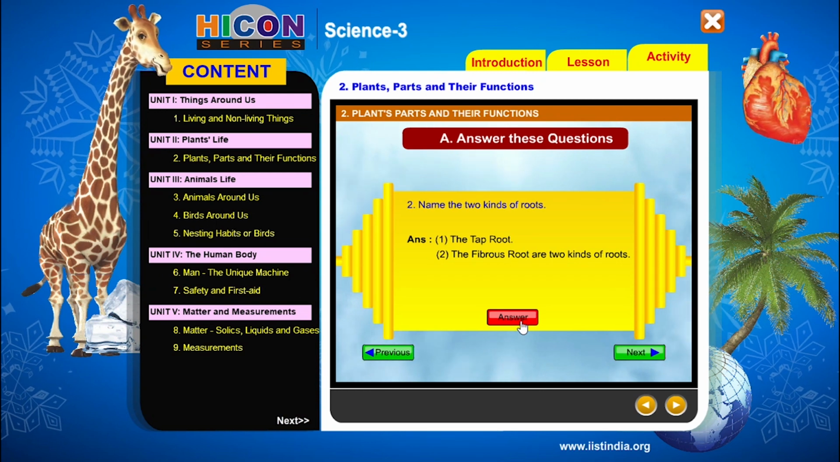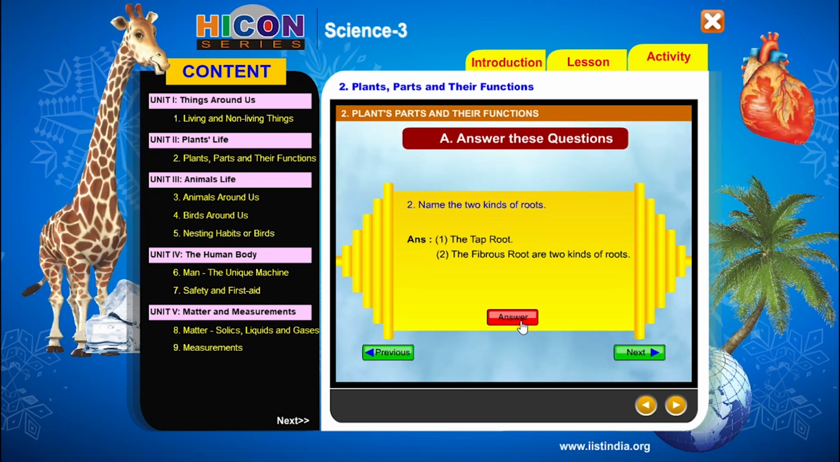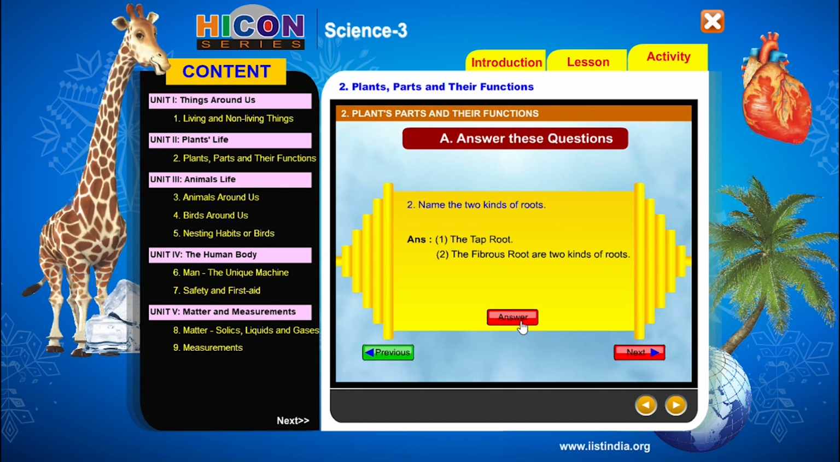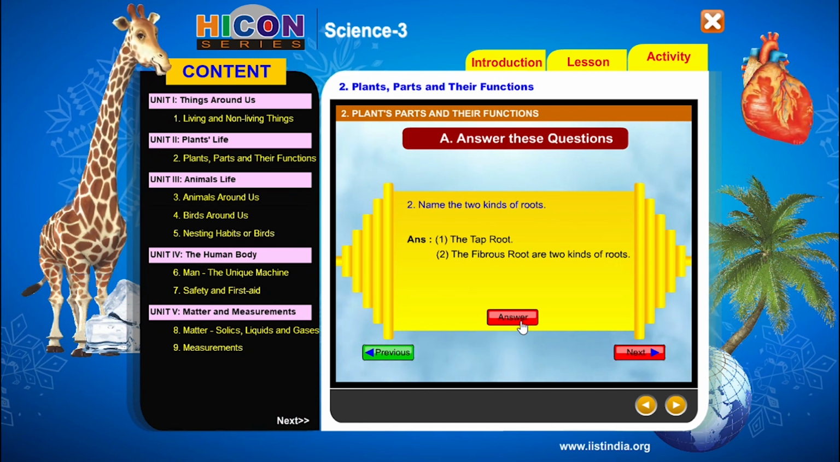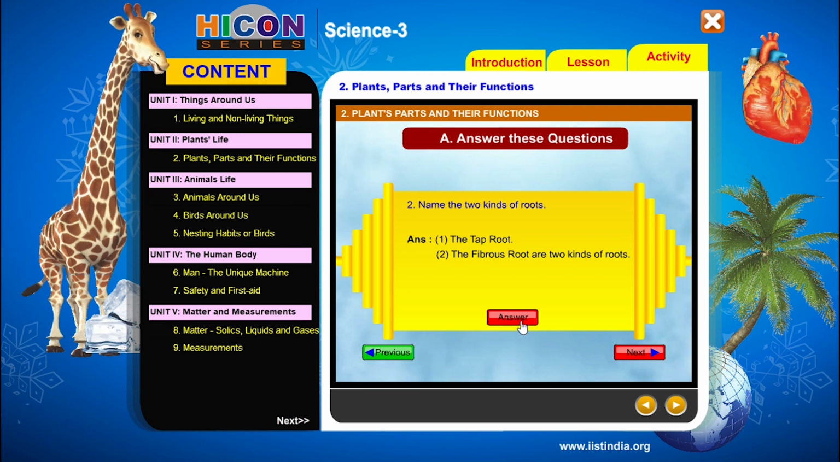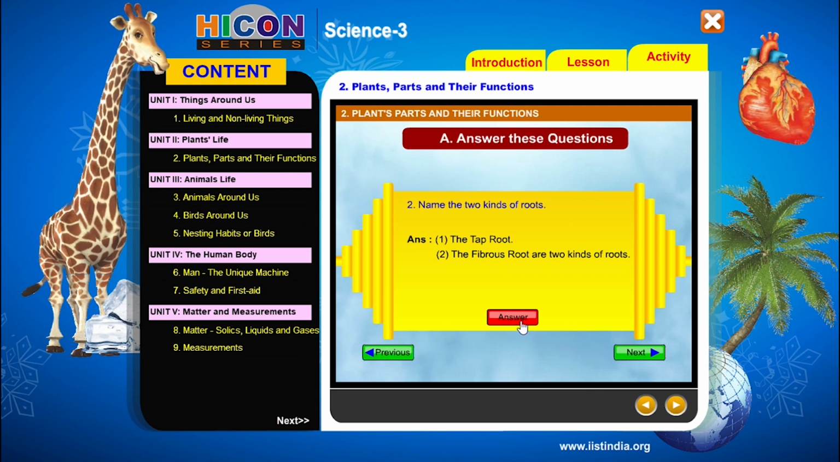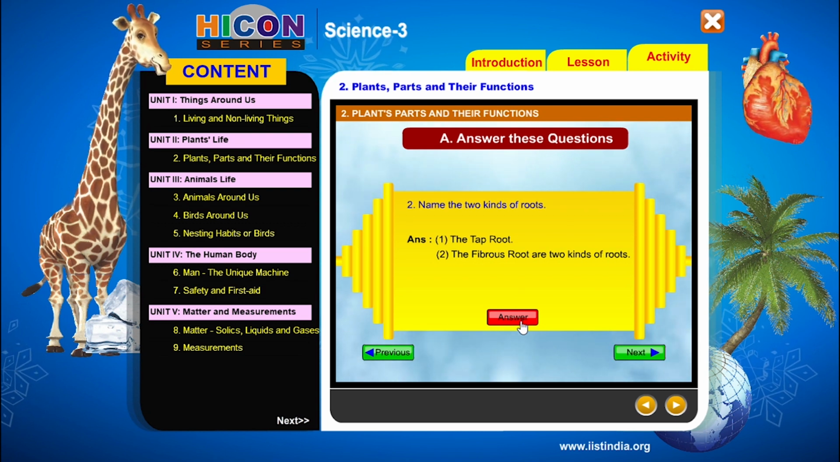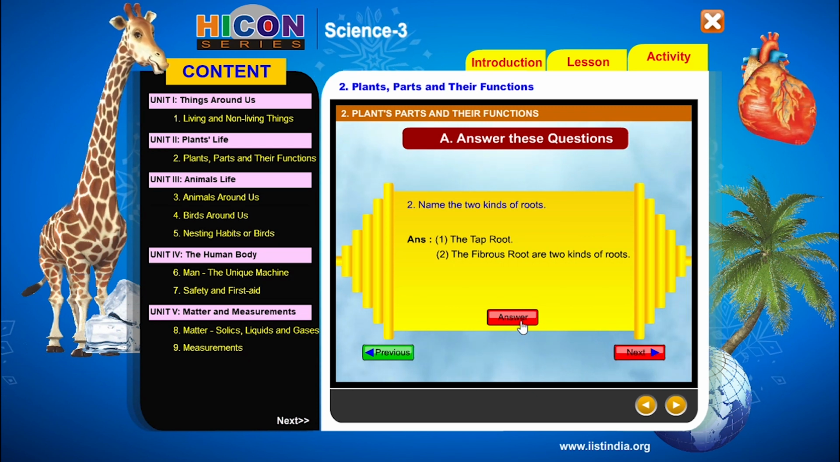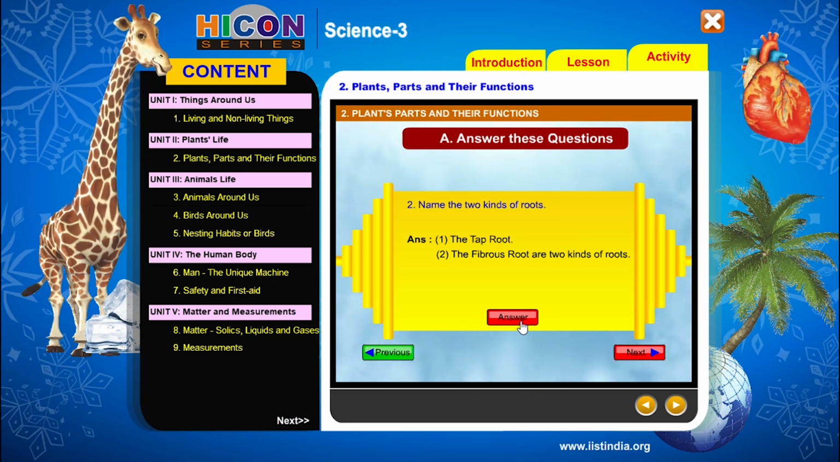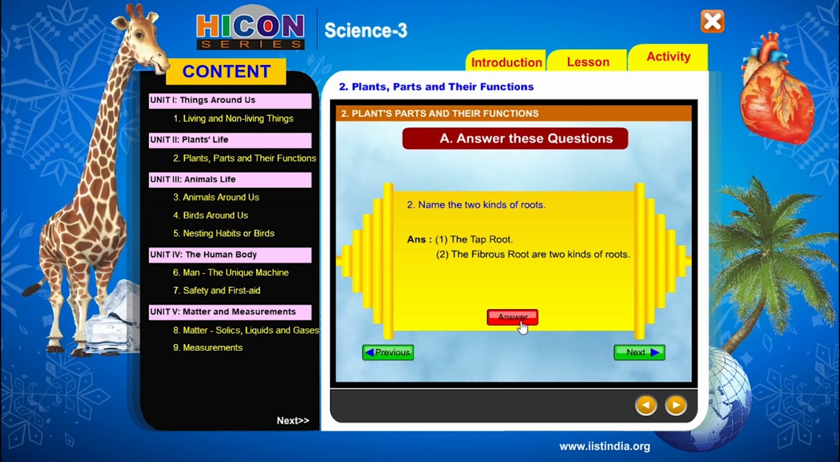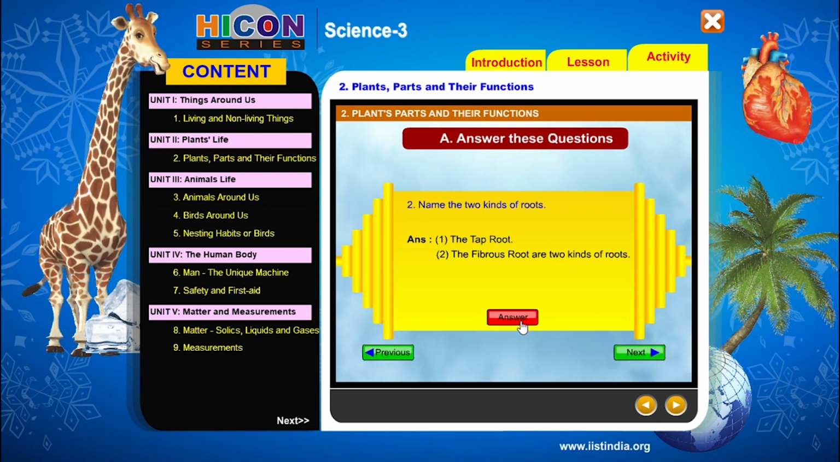There are particularly two types of roots. The first one is the tap root. Examples for tap roots are most of the trees, mustard tree, and also mango tree, banyan tree, hibiscus tree, rose tree. And the second one is fibrous root. Examples for fibrous roots are grass plants, especially food grain plants that have fibrous roots like maize, rice, wheat, etc. So children, these are the two kinds of roots. Note down this question and answer in your notebook. So go to the next question.